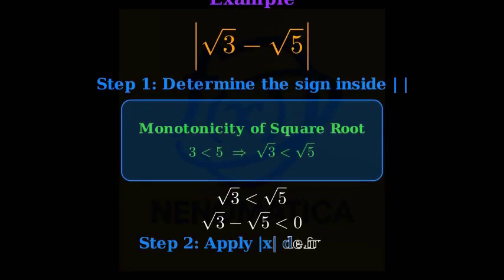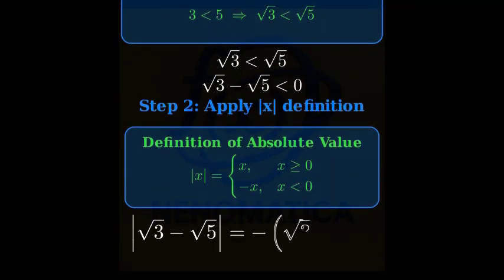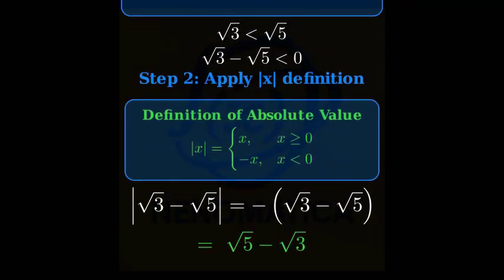Step 2. Apply the definition of absolute value. If the inside is negative, then the absolute value equals the negative of that inside quantity. Since square root of 3 minus square root of 5 is less than 0, we write absolute value of square root of 3 minus square root of 5 equals negative, open parenthesis, square root of 3 minus square root of 5, close parenthesis. Now distribute the negative sign to get square root of 5 minus square root of 3.